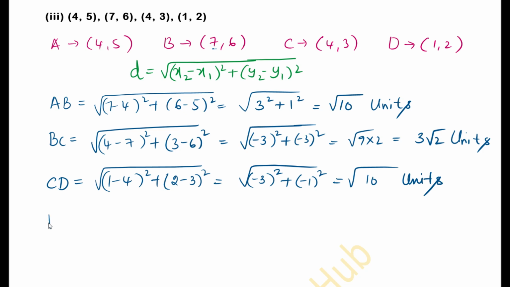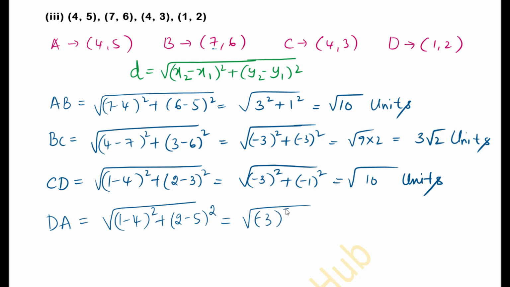Now find out the length DA. DA equals square root of 1 minus 4 the whole square plus 2 minus 5 the whole square. What you get? What is 1 minus 4? 1 minus 4 is minus 3 square. 2 minus 5 is minus 3 square. Again minus 3 whole square plus minus 3 whole square, we get square root of 9 into 2, we get 3 root 2 units. Very simple. It takes lot of steps, but it is simple problem.